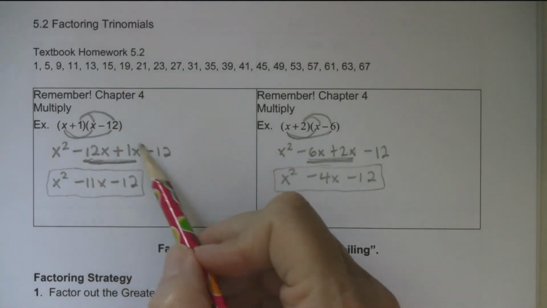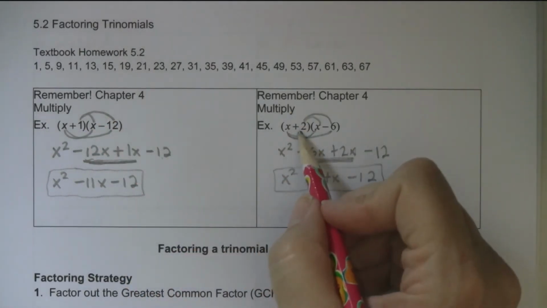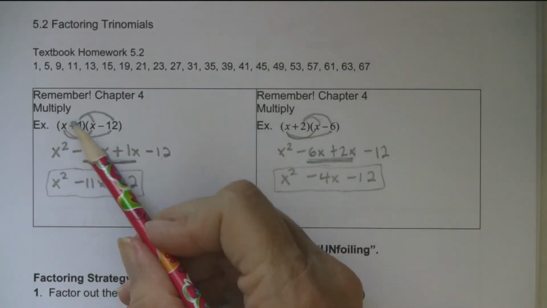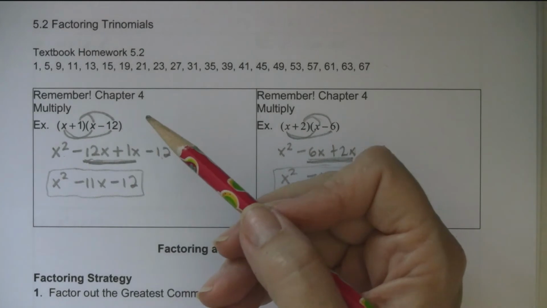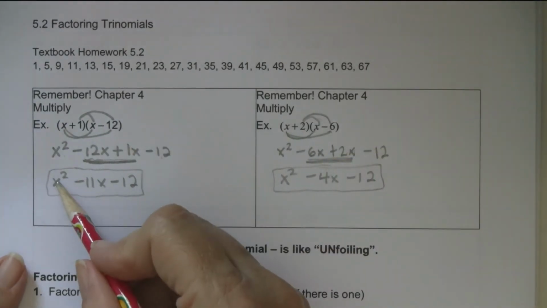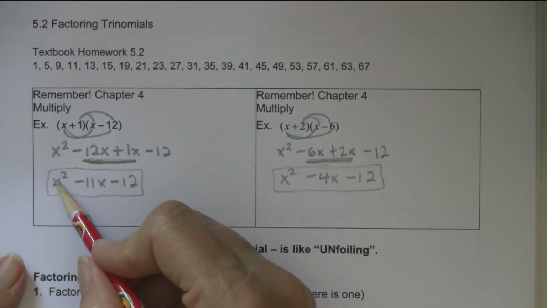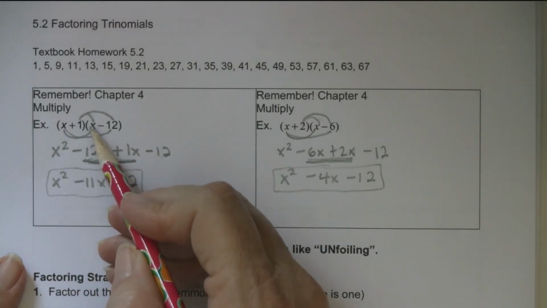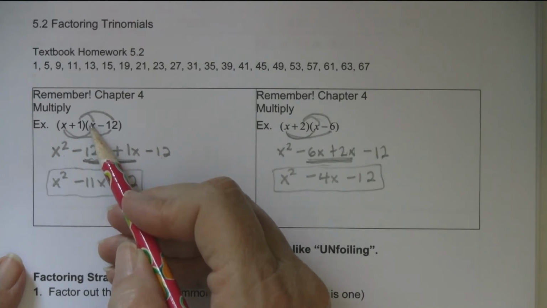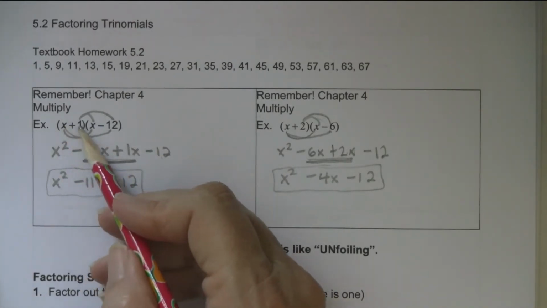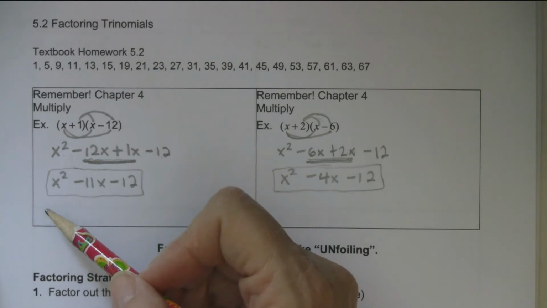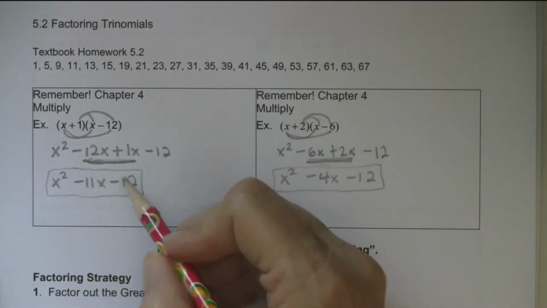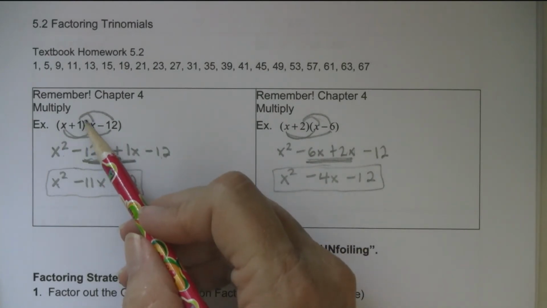1 times negative 12 is negative 12. That was the last. 2 times negative 6 is negative 12. X times x is x squared. So when I go trying to build x squared, how can I build x squared? Well, by simply putting x in both binomials, the first term in both binomials. So if I have x squared, all I have to do is put x for the first term in both binomials. And if I have negative 12 at the back, then there's some choices of what I could put.